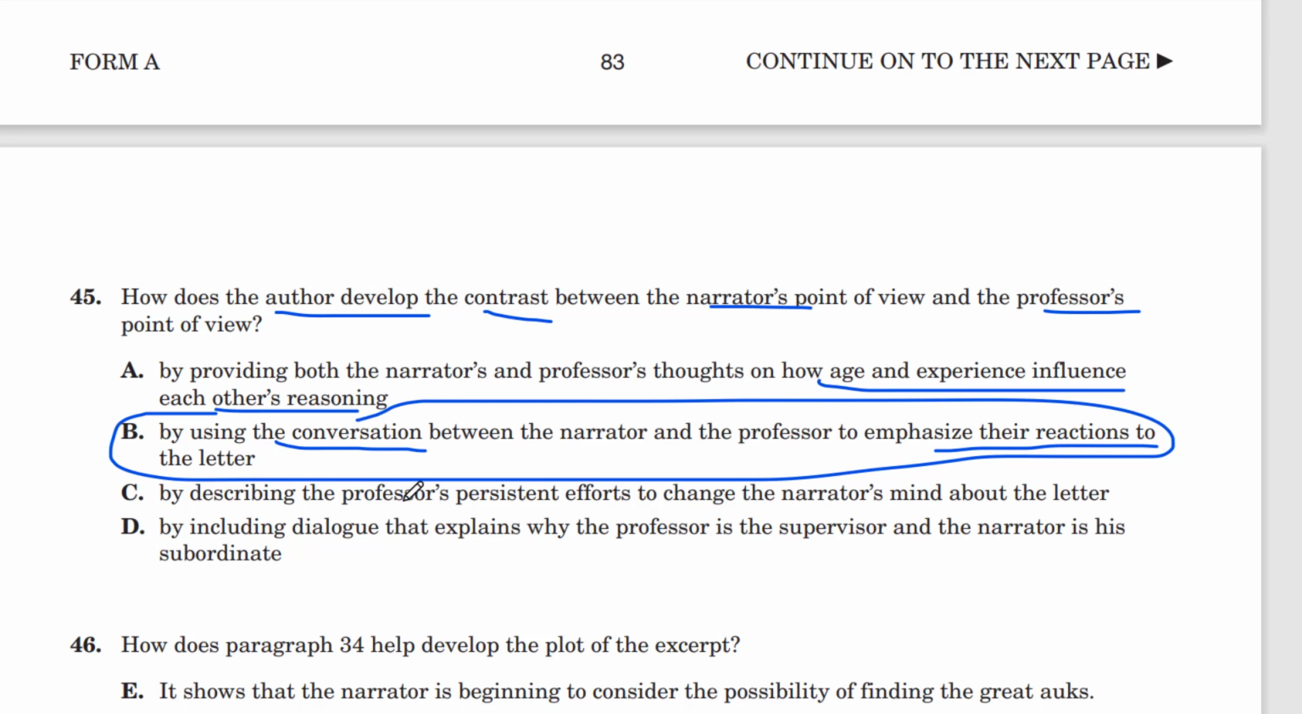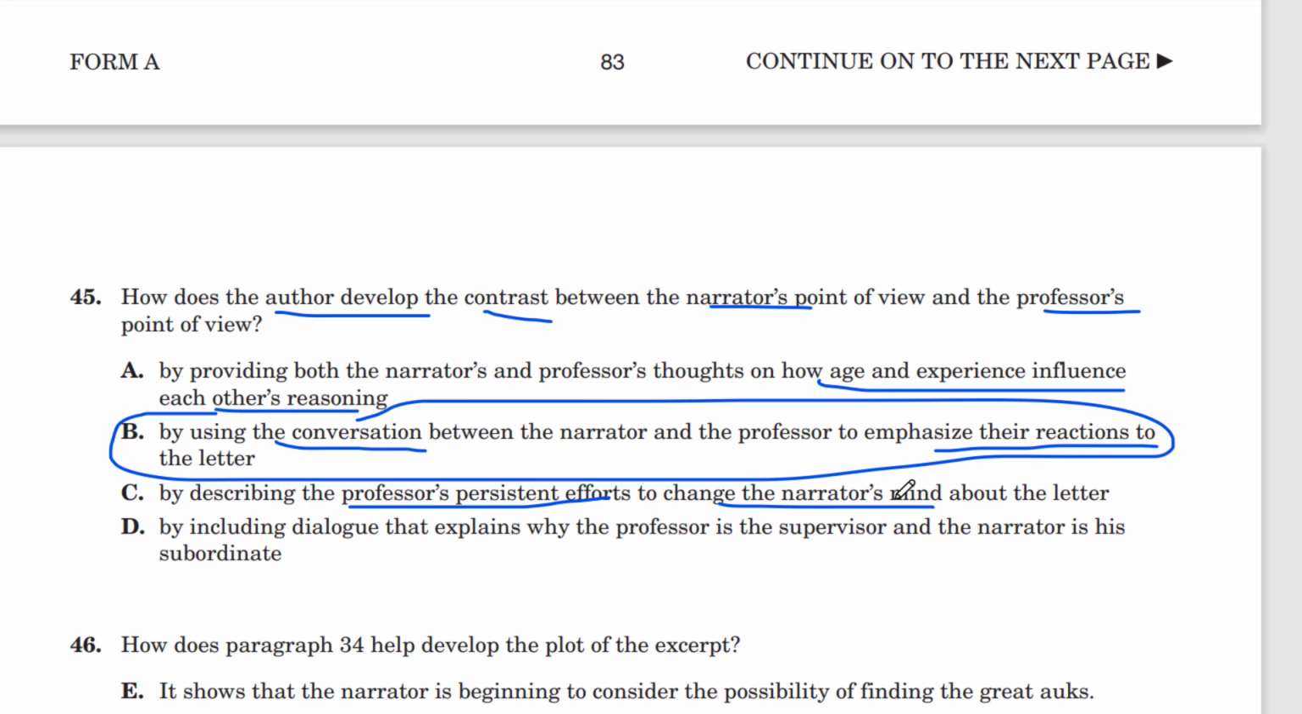C, by describing the professor's persistent efforts to change the narrator's mind. Okay, that's mixing up facts, a typical wrong idea. Professor's persistent efforts to change the narrator's mind? No, it's the opposite. The narrator, if anything, is the one trying to change the professor's mind by saying these aughts couldn't possibly exist. They're extinct, right? The professor simply says, I believe the letter. Okay. And he doesn't try to change the guy's mind.